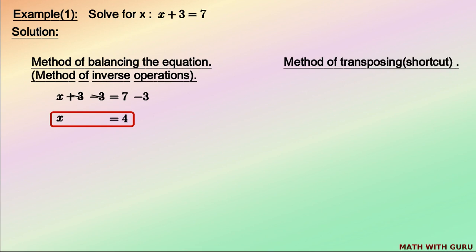Now there is one more method, a shortcut. X plus 3 equals 7. Let us bring plus 3 to the right hand side and change its sign. Compare these two. X equals 7 minus 3 in the first method. In the second method again, we got x equals 7 minus 3. They are one and the same. But in the second method, steps are few and it is easier.